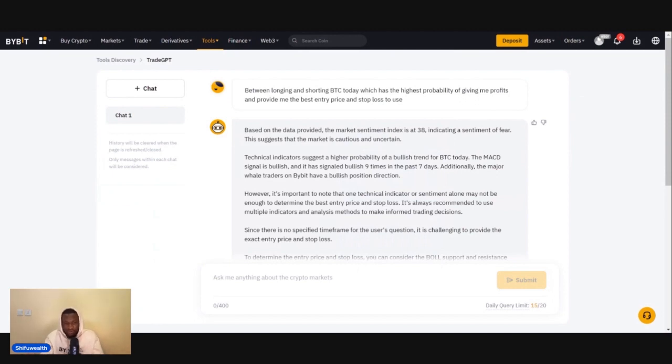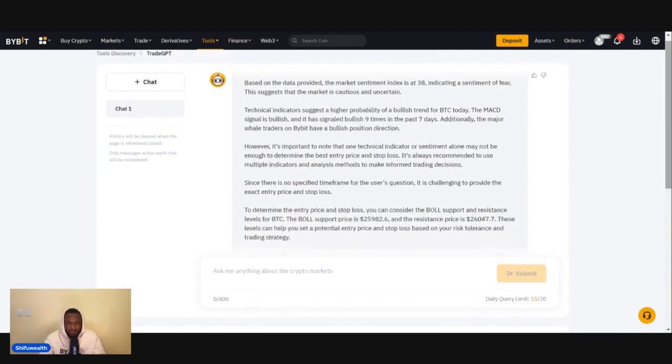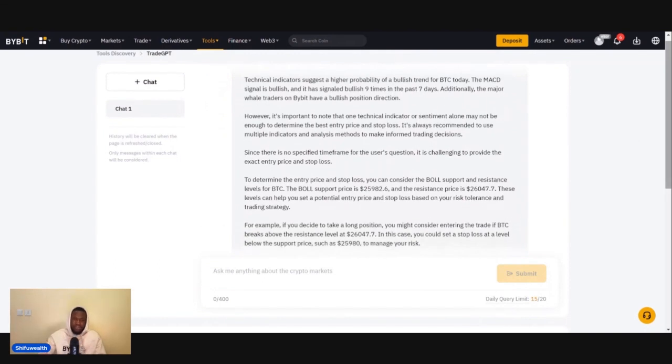Now, the first question I asked it is: between longing and shorting BTC today, which has the highest probability of giving me profit, and provide me the best entry price and stop loss to use? It says here, based on the data provided, the market sentiment is at 38, which means the market is having a sentiment of fear. This shows that the market is cautious and uncertain. But the technical indicator suggests a high probability of a bullish trend for BTC today. The MACD signal is bullish, and it has signaled bullish 9 times in the past 7 days.